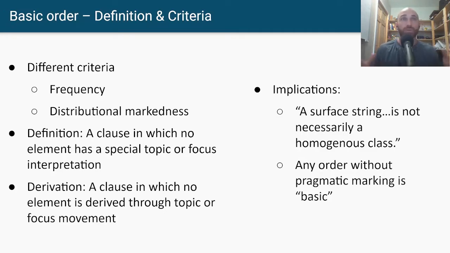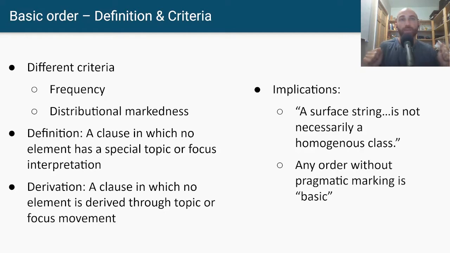So basically, that's what we're calling pragmatically neutral, okay? And then this has a certain derivation, right? She says a clause in which no element is derived through topic or focus movement. So the idea is that if you have an element that is topicalized or focalized in a specific clause, there's an element in there that moves to a topic or focus position.